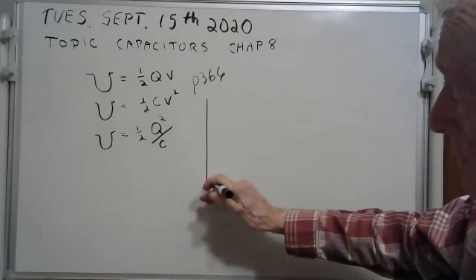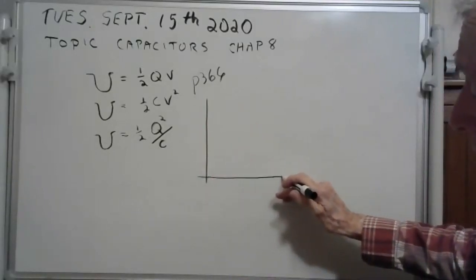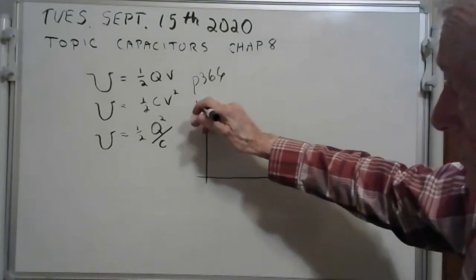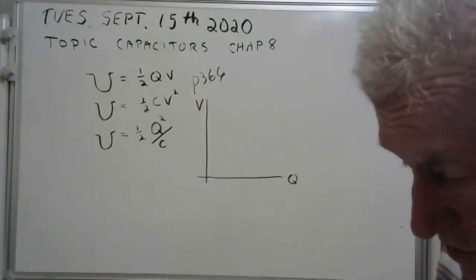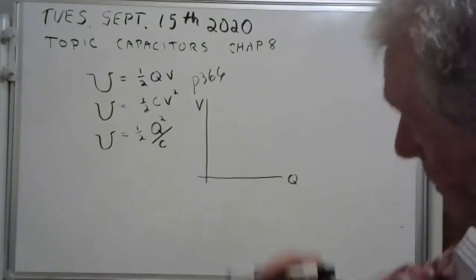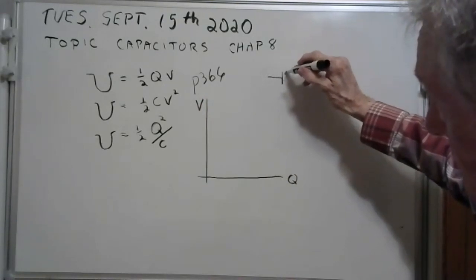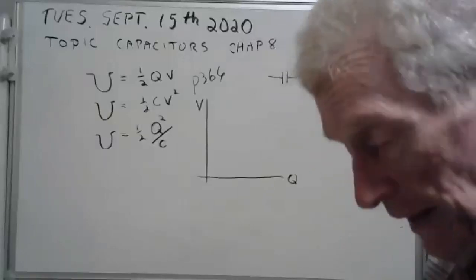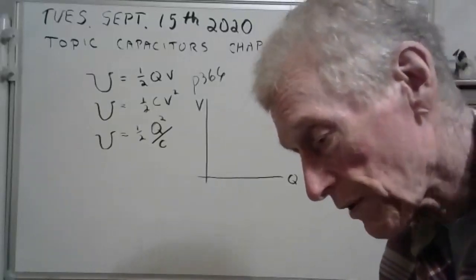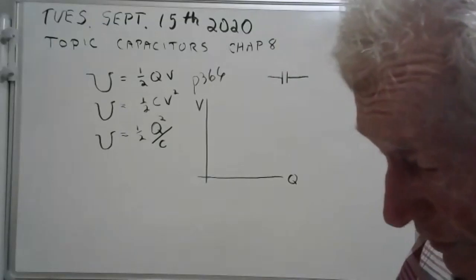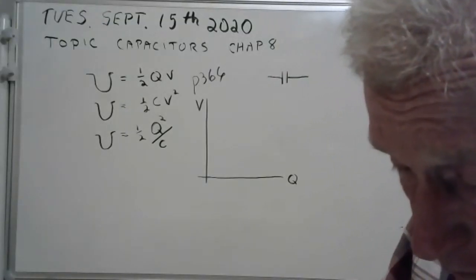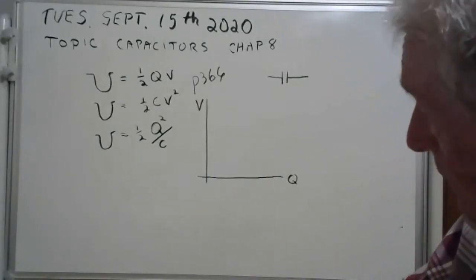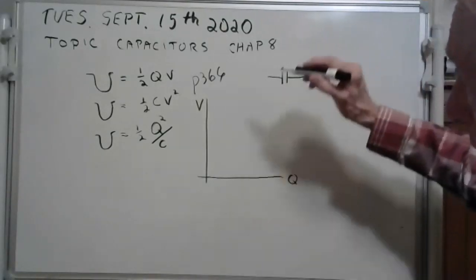If you plot voltage versus charge in a capacitor. Here's your capacitor. And let's say it's empty right now, kind of like an empty bucket, and you start pouring water in it. Well, it starts to fill up. Only we're not pouring water in a bucket, we're putting charge into the capacitor. And here's the equation.